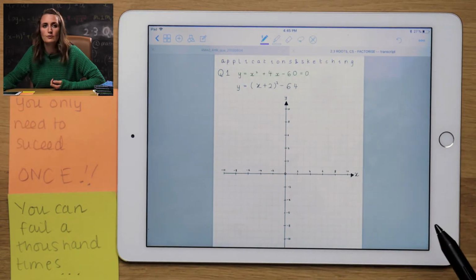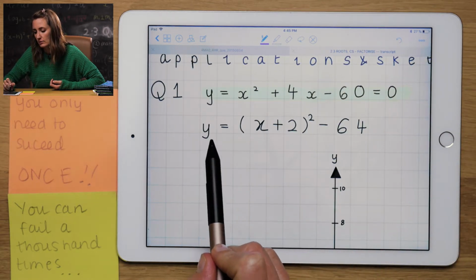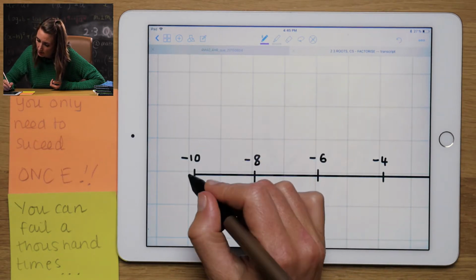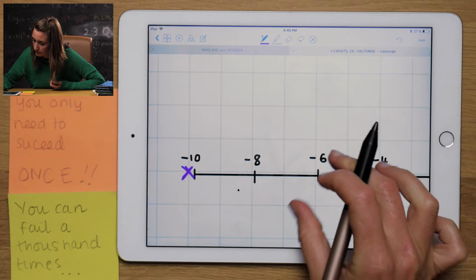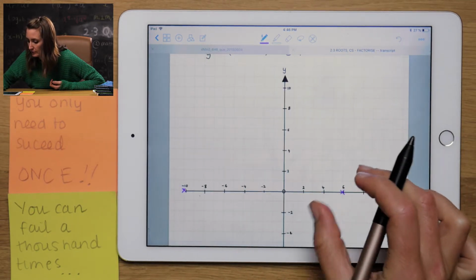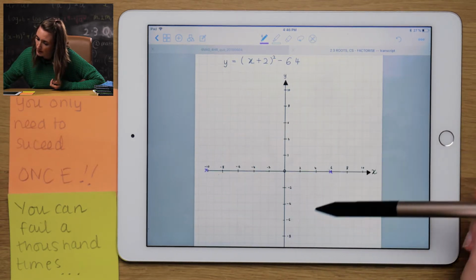I'm going to put those two values on my graph. They will be the x-intercepts because in order to find them we had to make y equal to 0. So x equals minus 10 goes here and x equals 6 goes here. So you can see the shape of the graph would be down here.